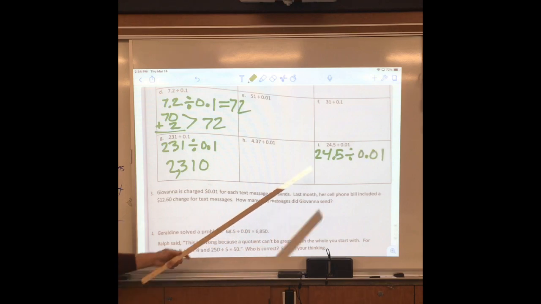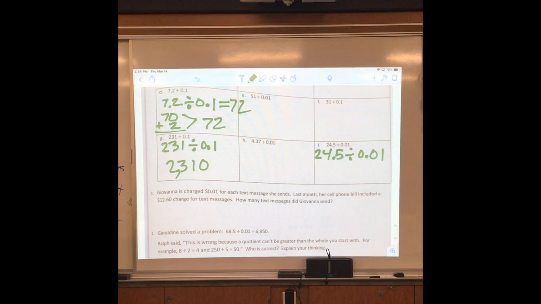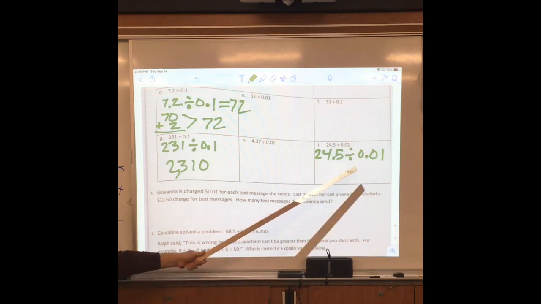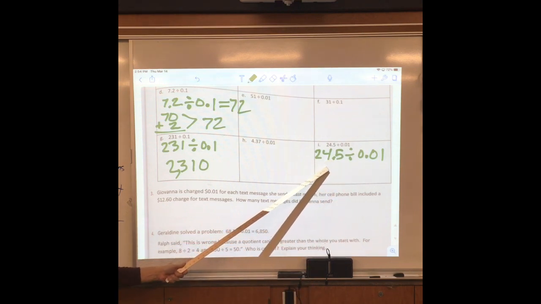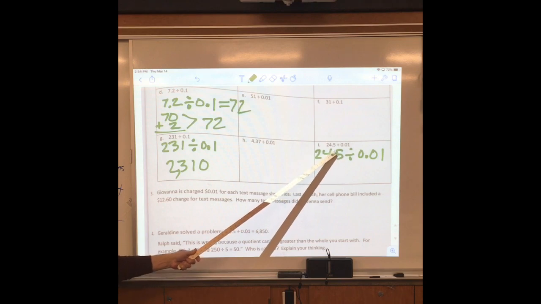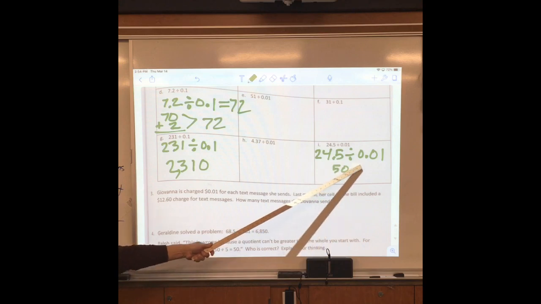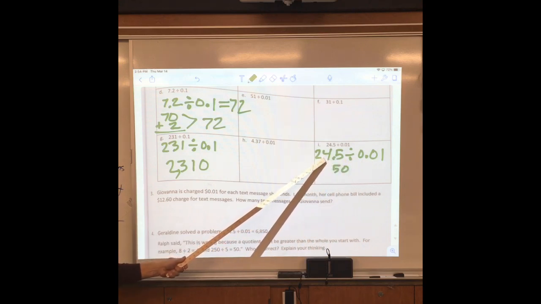What about 24.5 divided by 0.01? What about this one? What are we talking about? Are we talking about dimes? No, we're talking about pennies, aren't we? Okay, so what do you want to start with here? We can start with either side. How many pennies are in 5 dimes? We'd have 50 pennies for our 5, right? How many pennies would we have in $4? Good job. You said 400.